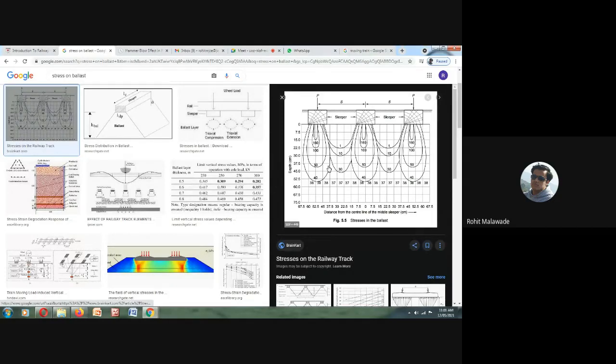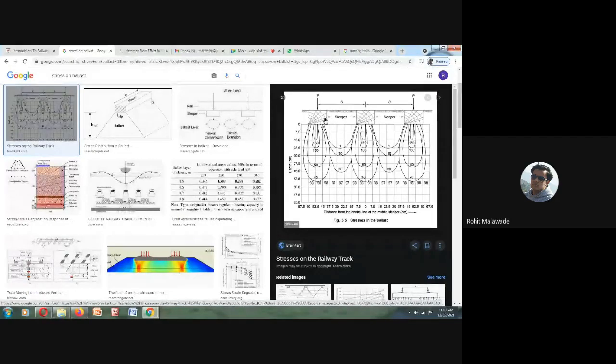Okay, and this figure shows the typical distribution of pressure from the sleepers to the ballast and the formation. So this is how stresses are created from the rails to the sleeper, and from the sleepers to the ballast. So this is how the load gets distributed.